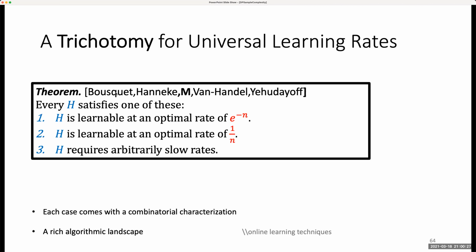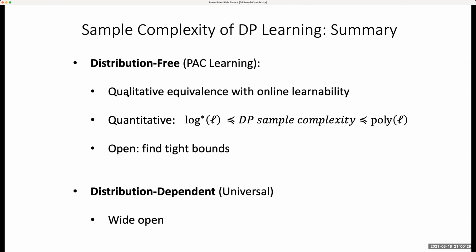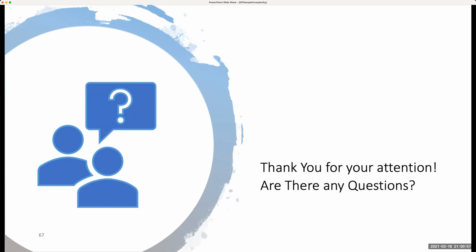So, just to summarize, we discussed two learning settings, the distribution-free and the distribution-dependent. In the distribution-free setting, we presented a qualitative equivalence, but finding tight bounds is wide open. And in the distribution-dependent setting, everything is open. So there's still a lot of work to be done in this context. I hope that you enjoyed it and it was somewhat clear.